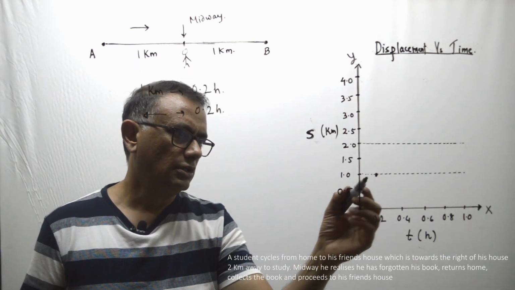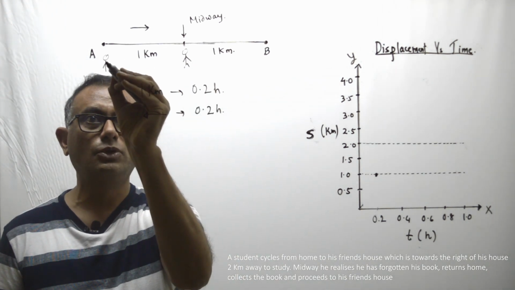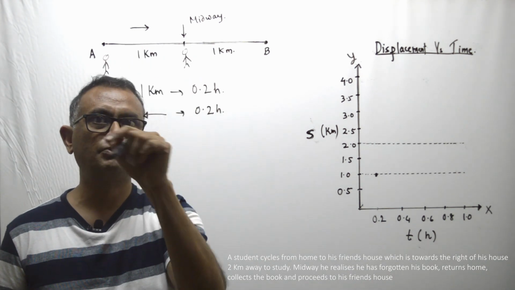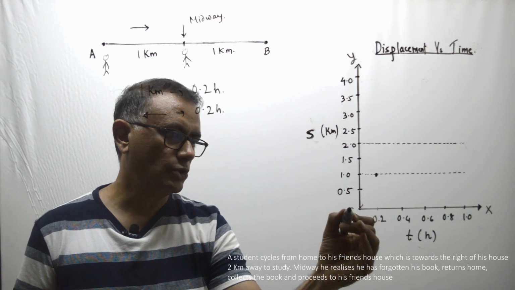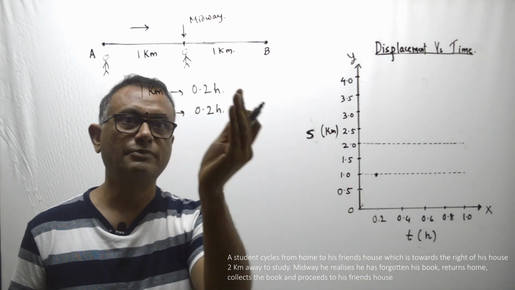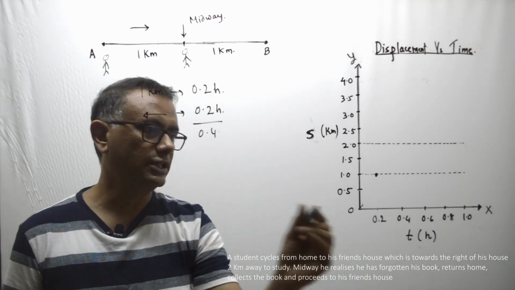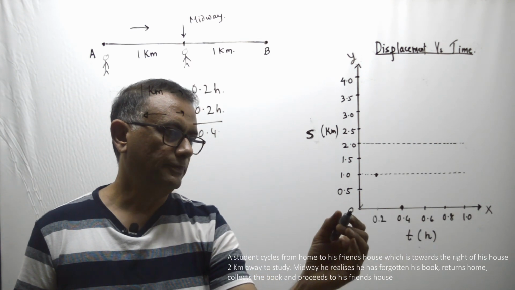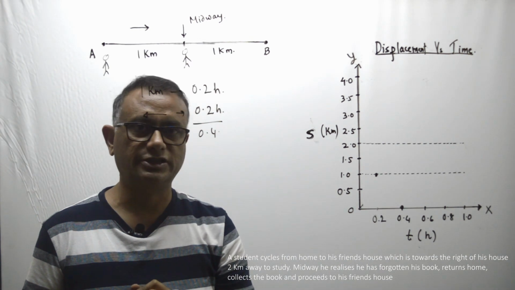That means when he comes back here to collect the book, what is his displacement? He went here, he came back. That means displacement has become 0. So our next point would be 0 displacement, and the time is 0.2 plus 0.2, 0.4 hour. Okay. So the second coordinate will be out here. So this is his onward journey till midpoint. This is going to be his return journey.